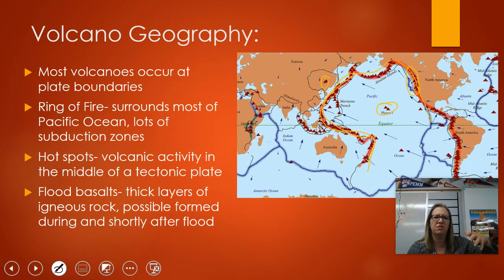The layers are too thick. It's too much igneous rock just to be accounted for by individual eruptions. It's kind of evidence that something massive was going on, okay? And again, we attribute that to the flood, okay?